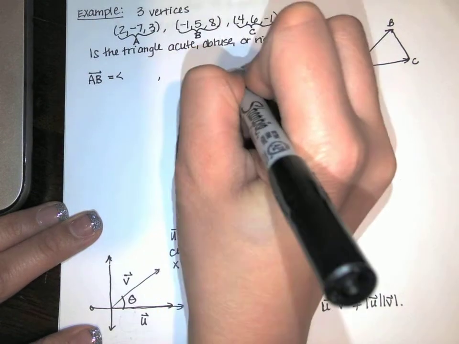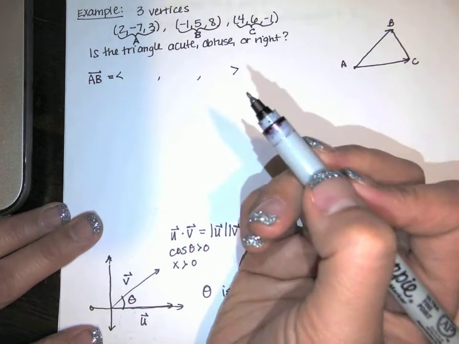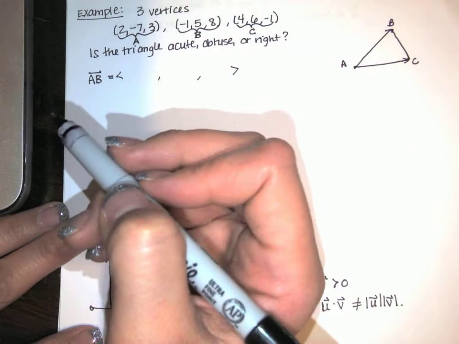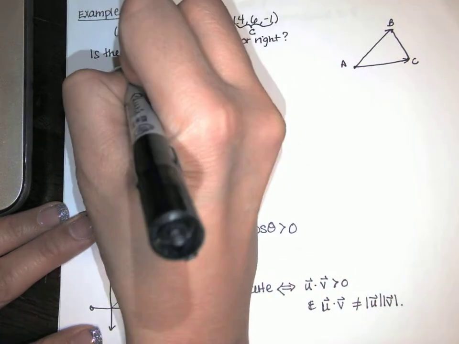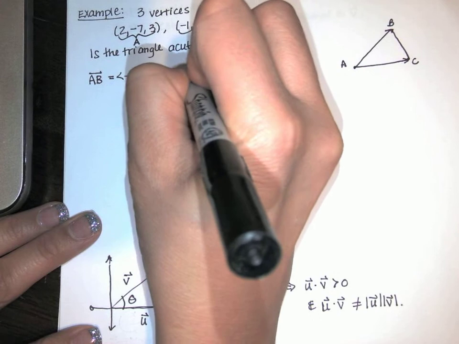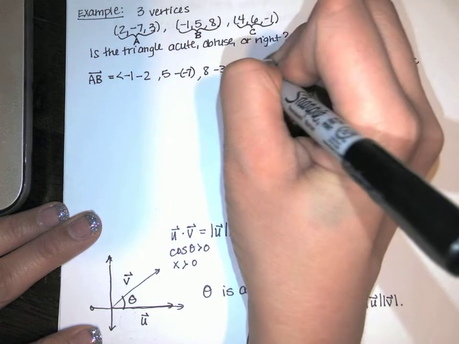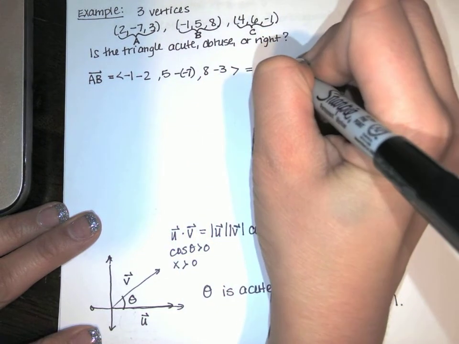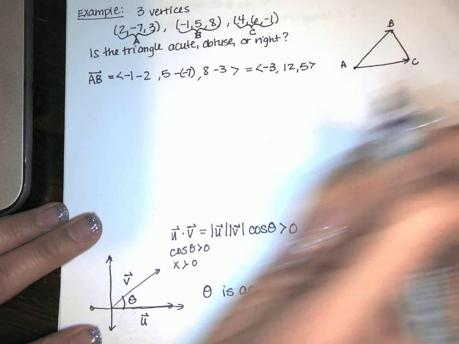Remember how we do that. Take the terminal point's coordinates and subtract the initial point's coordinates. So we have -1, 5, 8, subtract 2, -7, and 3, and we get -3, 12, and 5.